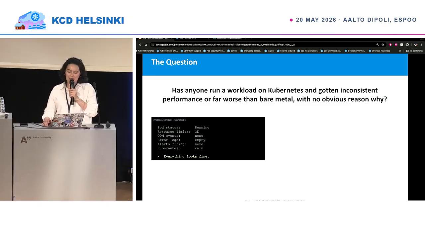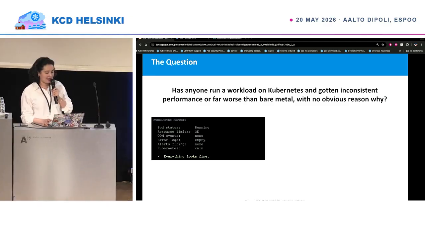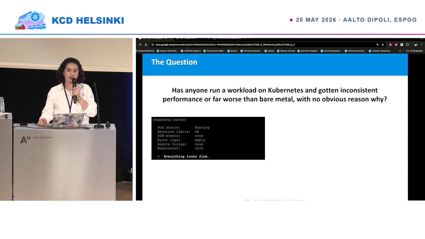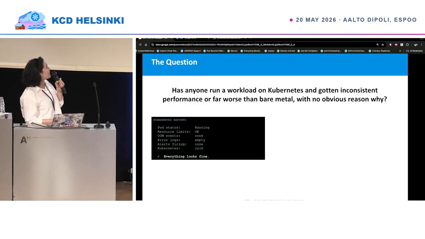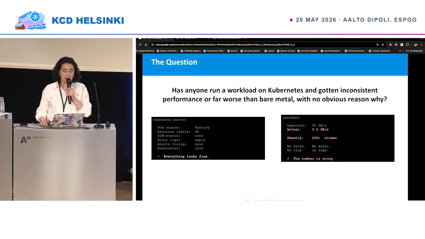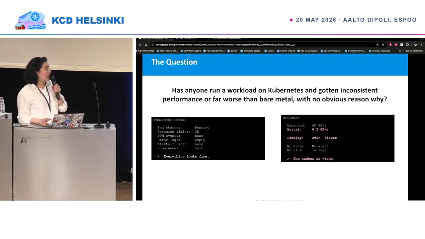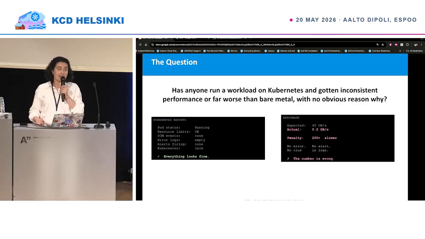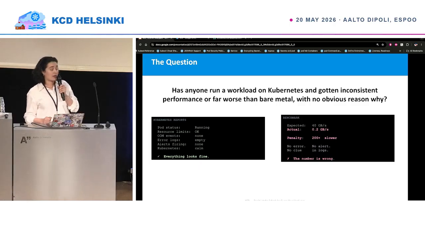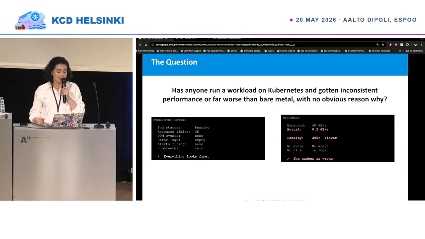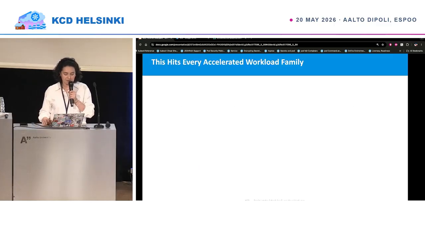From Kubernetes perspective, everything is okay. The pods are running, no errors, no alerts, limits are satisfied. Kubernetes seems calm, but the benchmark number is just wrong. You may spend days debugging this issue. It's more common than people admit. It has a name and there is a fix.